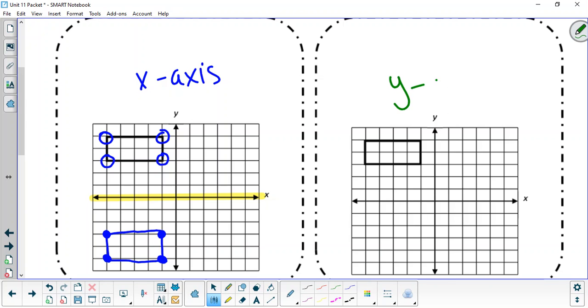The second line of reflection that we have is our y-axis, and that is your line that's straight up and down. So again, pick a point, count to your line of reflection, so 1, now go the other way, 1, plot your point. There's the next point, 1, and then 1. Here we got 1, 2, 3, 4, 5. And this one, 1, 2, 3, 4, 5. And connect your lines.